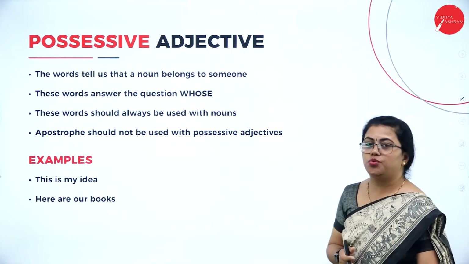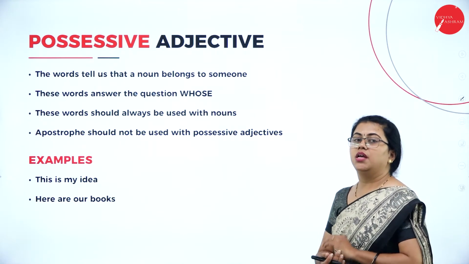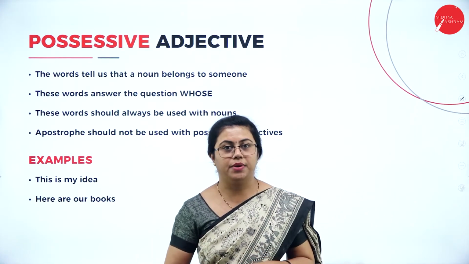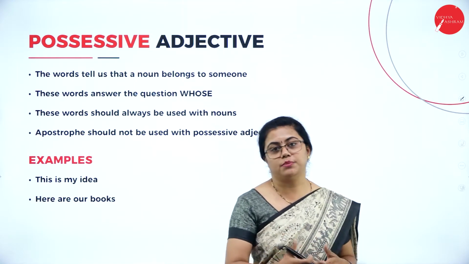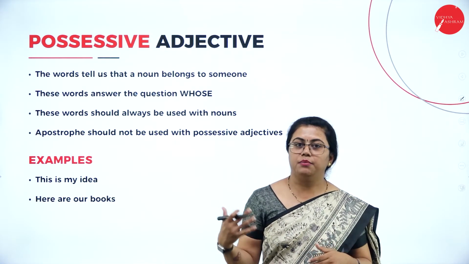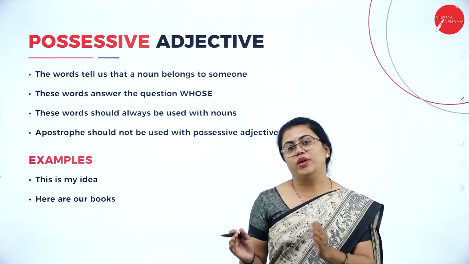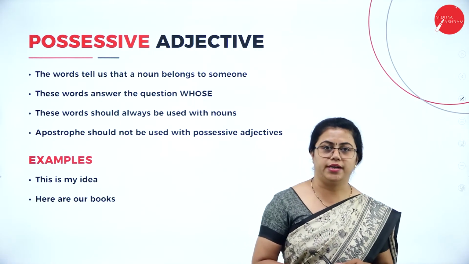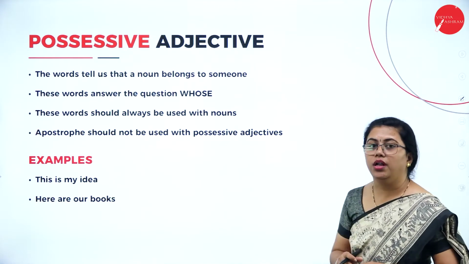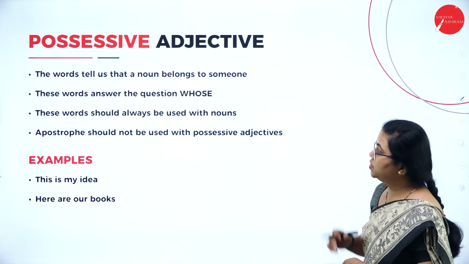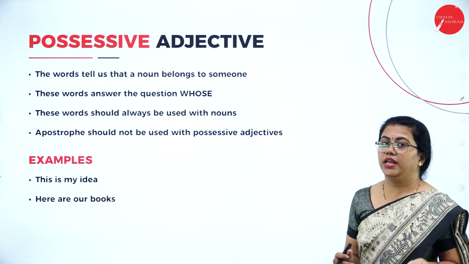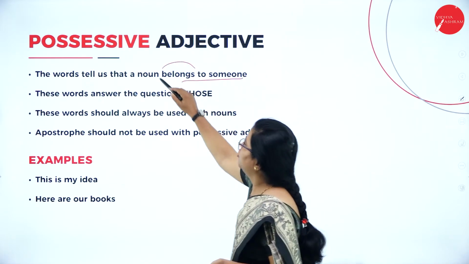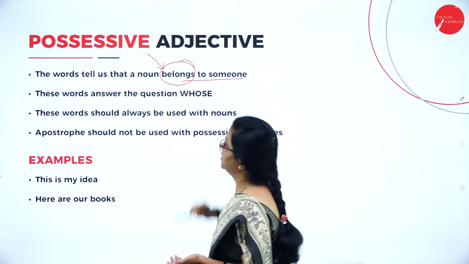So now going to the next one, it is possessive adjective. The word possessive actually means something that belongs to somebody. Okay. So whenever you're talking about some belongingness, it can be any kind of belongingness, you use this possessive adjective to denote that. So what is it that we need to learn about possessive adjective? These words tell us that any noun in that sentence belongs to somebody. Okay. So the sense of belongingness is nothing but possessiveness.